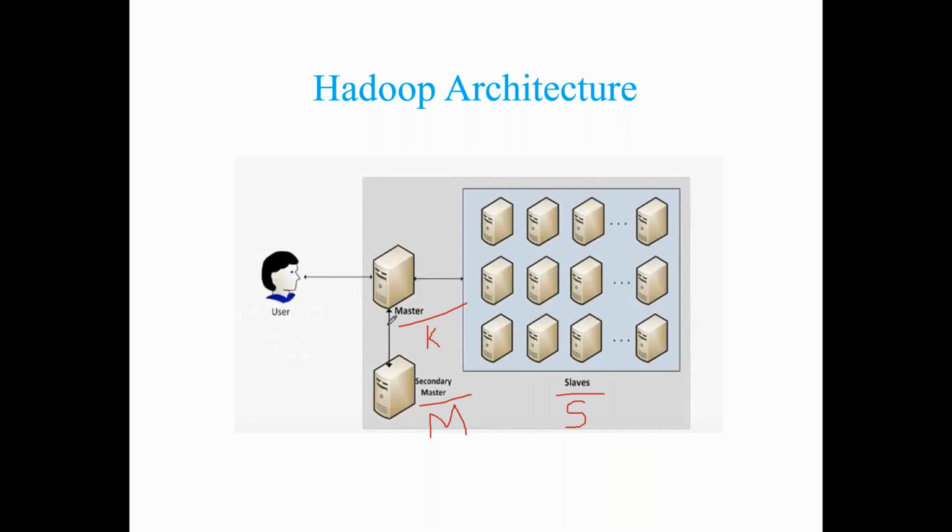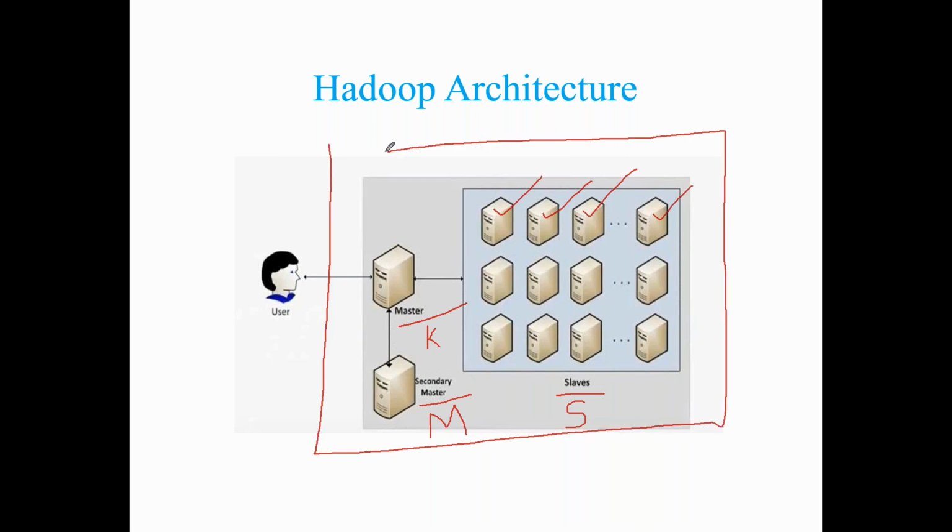Also, the data on Hadoop systems is always stored across multiple computers. Data is stored across multiple computers, hence it is called distributed storage. And this entire block diagram is called a Hadoop cluster. So in a nutshell, I would say that the Hadoop architecture is based upon the master-slave architecture.